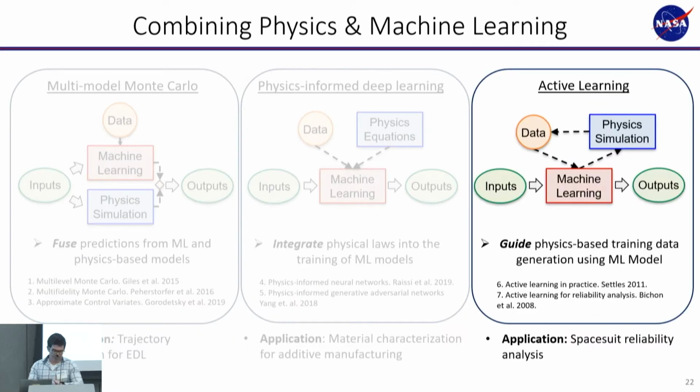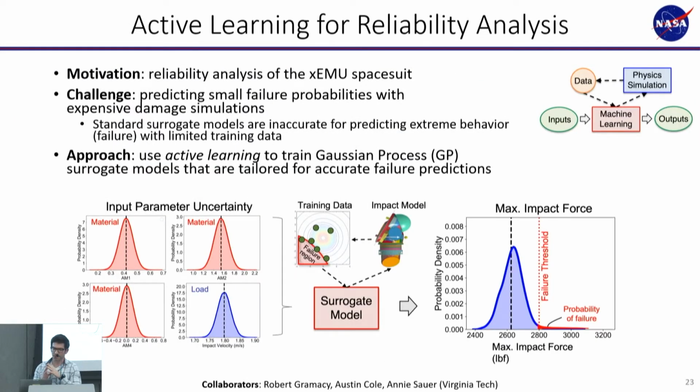All right, so one final example to finish off, we'll talk about active learning for reliability analysis. So here, our motivation is doing reliability analysis for the new XEMU spacesuit. The technical challenge with doing that is we're trying to predict a really small probability of failure. And the model that we have at our disposal is really, really expensive. It takes about a day to evaluate.